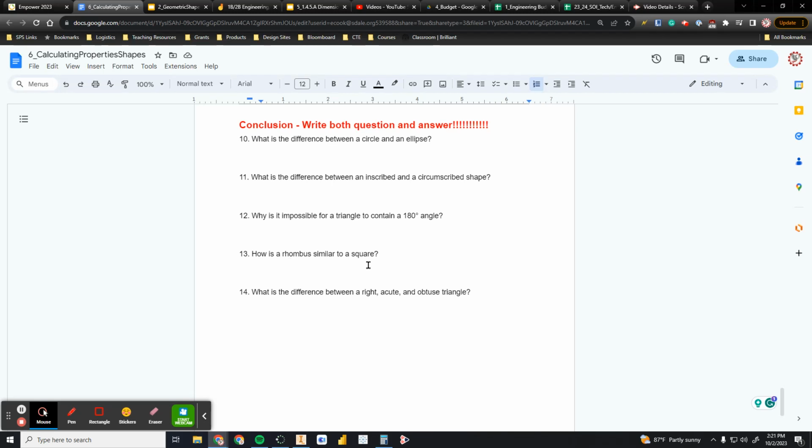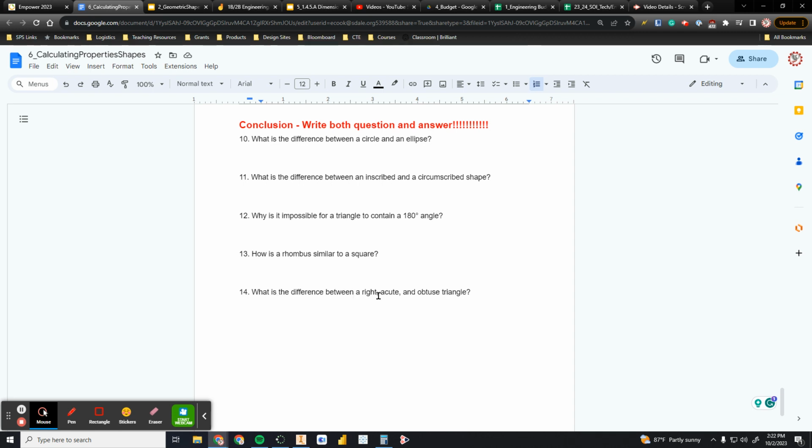How is a rhombus similar to a square? Well, a rhombus and a square are similar in that their opposite sides are parallel to one another, whereas with a square, all sides are parallel and equal. That is not the case with a rhombus. The rhombus, the sides are still going to be parallel, but they might not be equal length to each other.